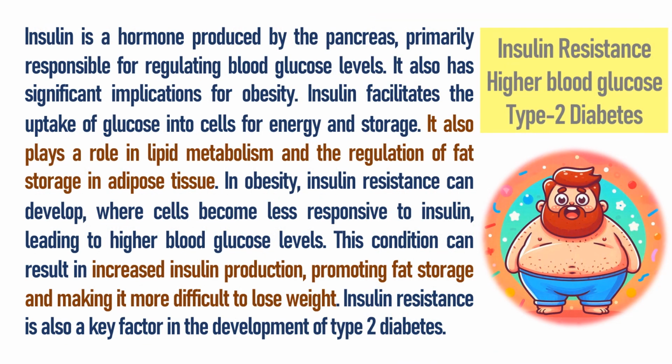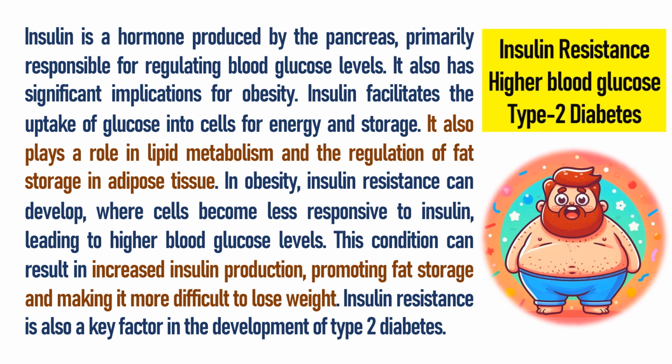Insulin is a hormone produced by the pancreas, primarily responsible for regulating blood glucose levels. It also has significant implications for obesity. Insulin facilitates the uptake of glucose into cells for energy and storage. It also plays a role in lipid metabolism and the regulation of fat storage in adipose tissue.